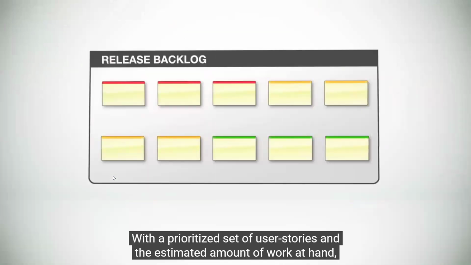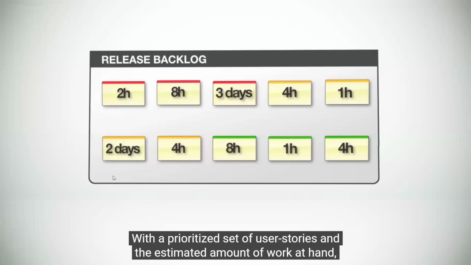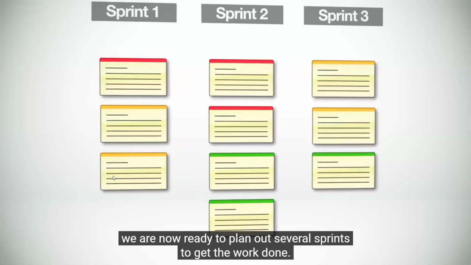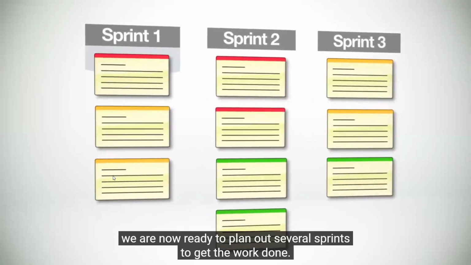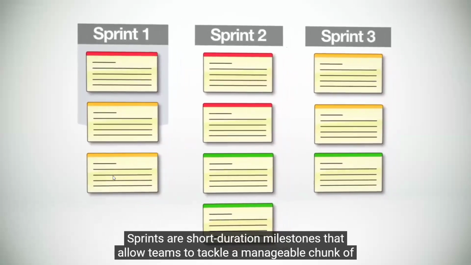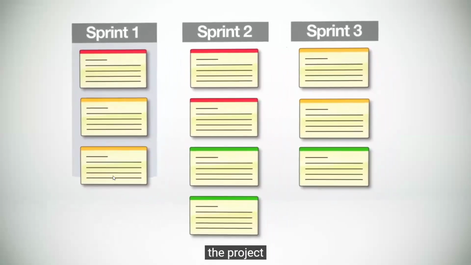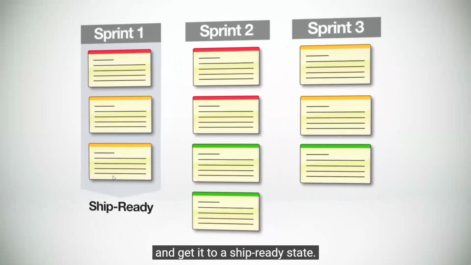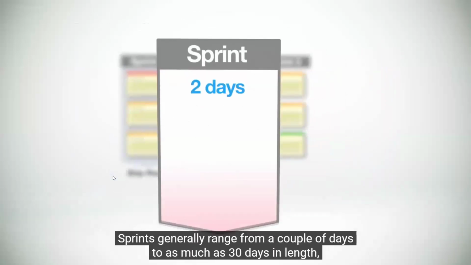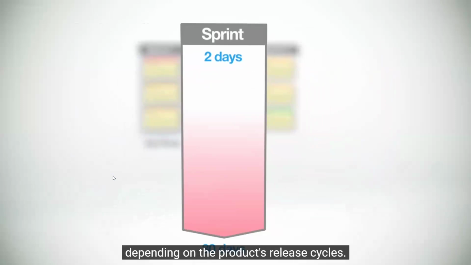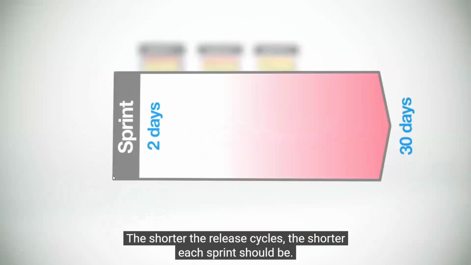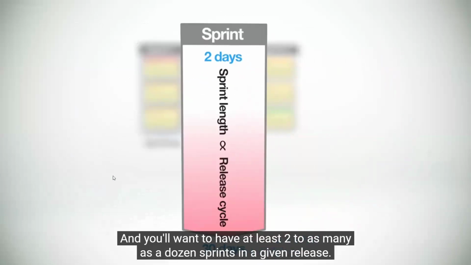With a prioritized set of user stories and the estimated amount of work at hand, we're now ready to plan out several sprints to get the work done. Sprints are short-duration milestones that allow teams to tackle a manageable chunk of the project and get it to a ship-ready state. Sprints generally range from a couple of days to as much as 30 days in length, depending on the product's release cycles. The shorter the release cycles, the shorter each sprint should be, and you'll want to have at least 2 to as many as a dozen sprints in a given release.